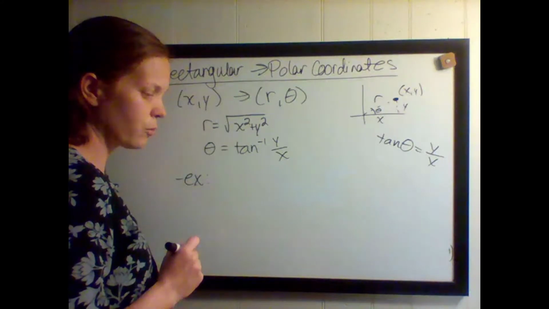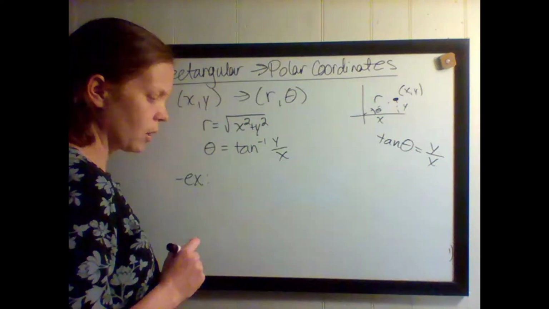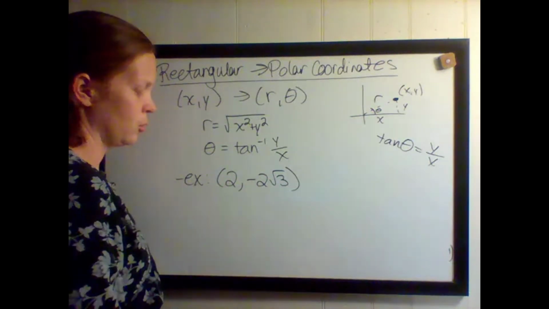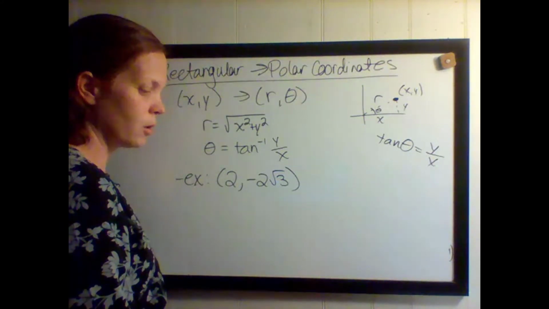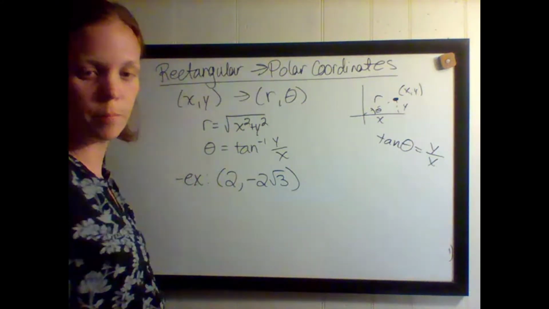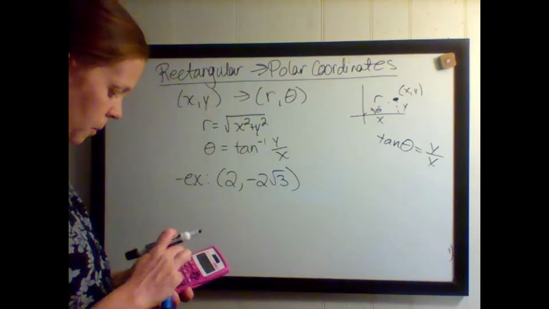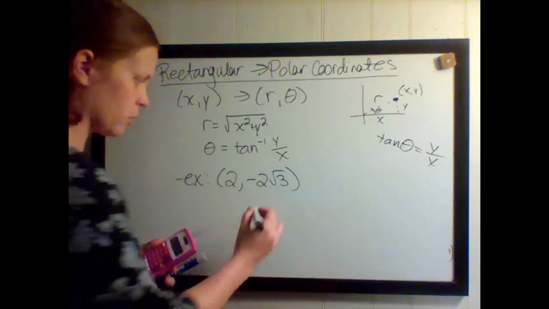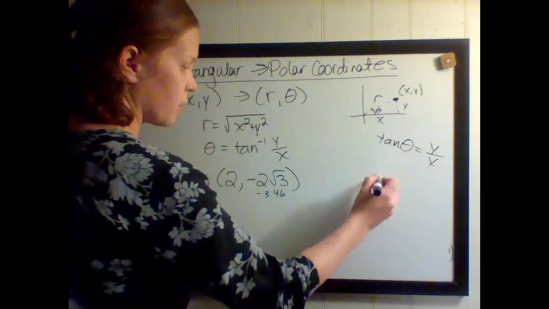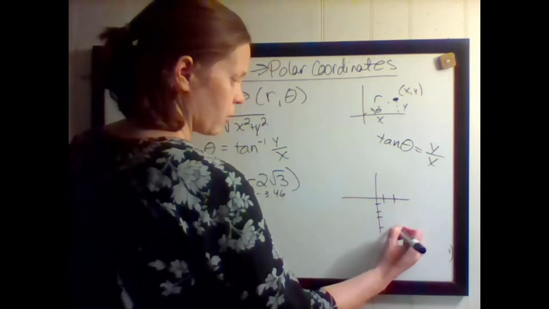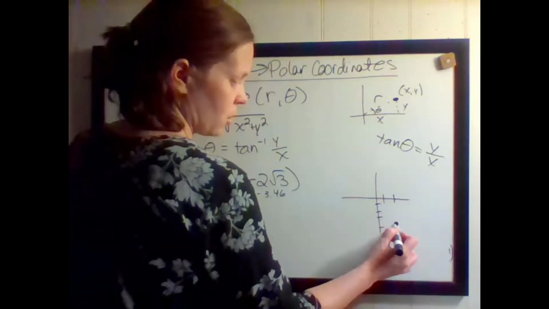Okay, so let's do, for example, 2 comma negative 2 root 3. It helps to figure out an estimate, so let's do that in our calculator. Root 3 is 1.73, times 2 is 3.46. So now I can plot that. I'm going to be at a positive 2 and a negative 3.46. So right here, we'll keep that in mind.